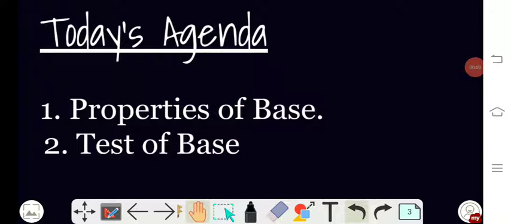Our today's agenda is to discuss properties of base and test of base.